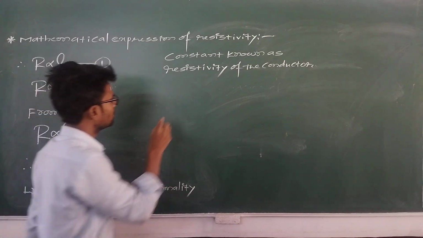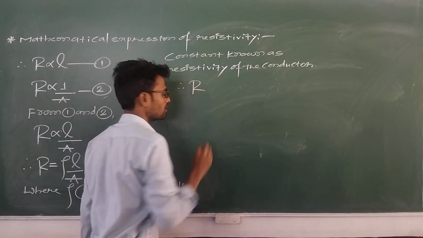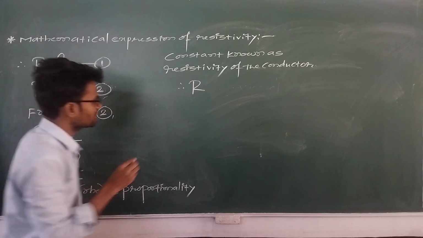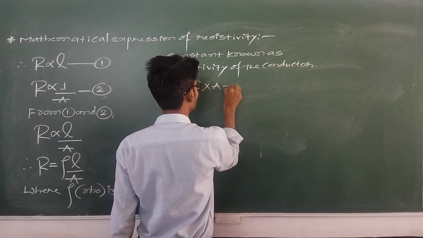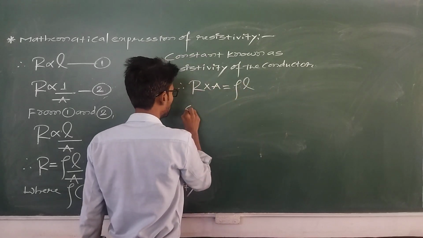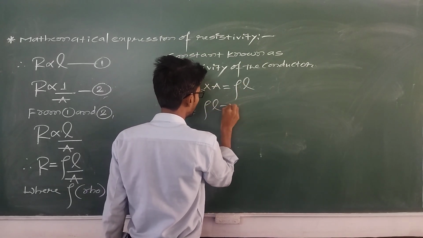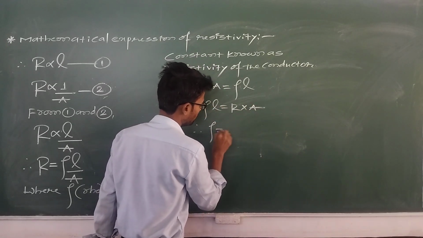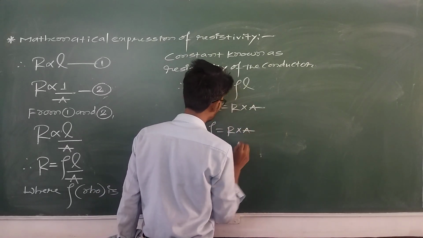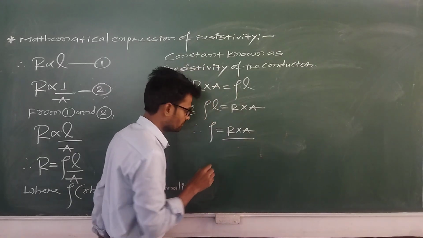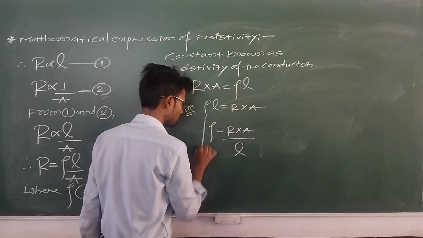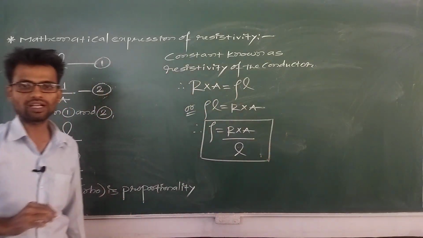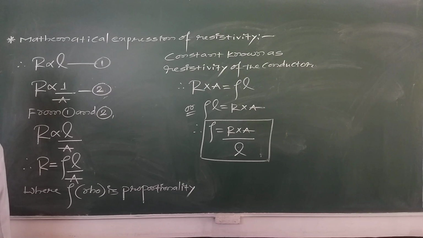So now I'll write R as it is. Taking A to this side, R into A is equal to rho L, or rho into L equals R into A. So therefore rho equals R into A divided by L. So this is the formula used to calculate the resistivity of the conductor or resistivity of the material.